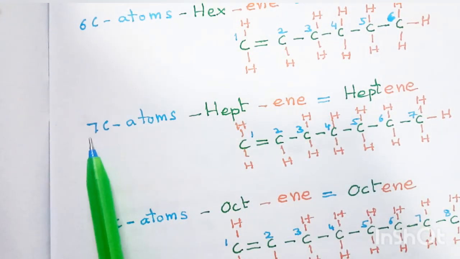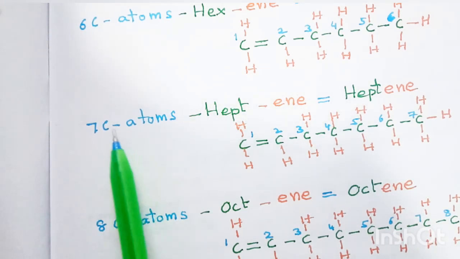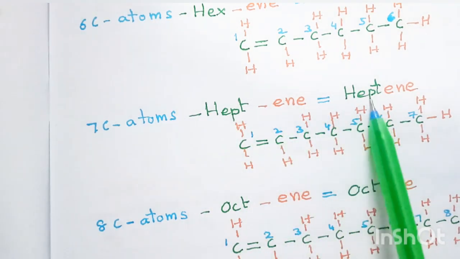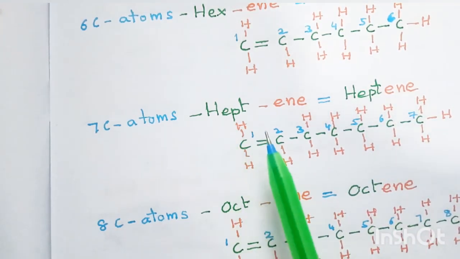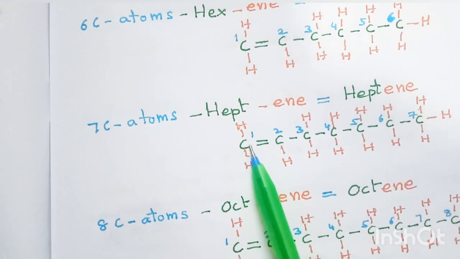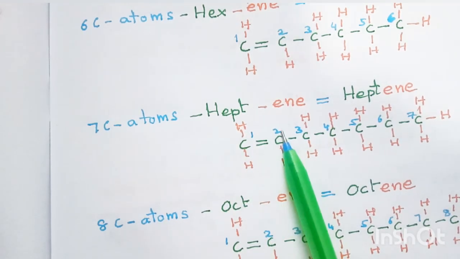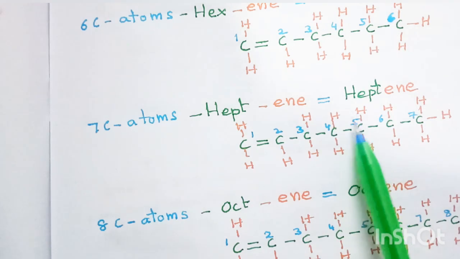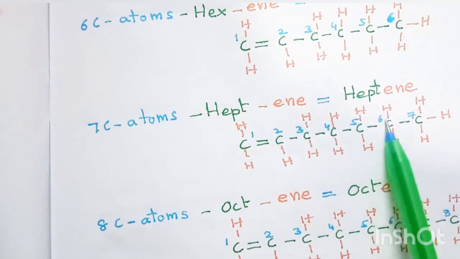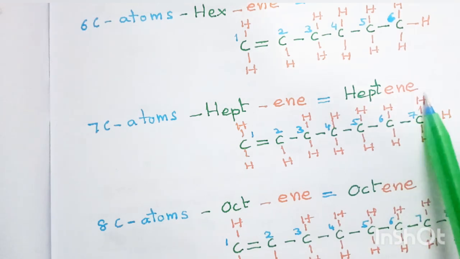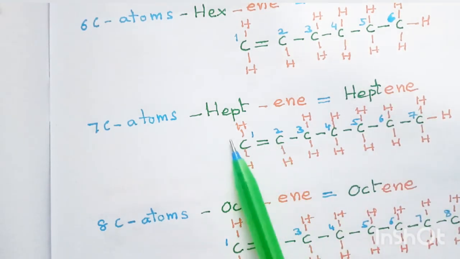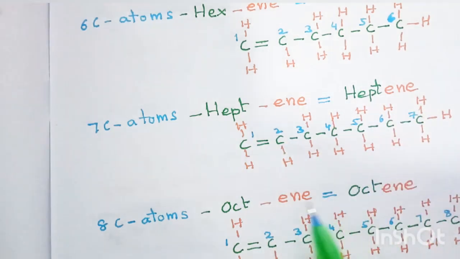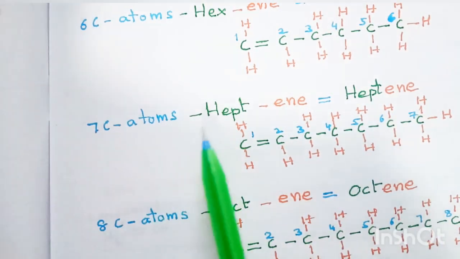Now the alkene having 7 carbon atoms is called heptene. Hept stands for 7, ene stands for double bond. So heptene is CH2 double bond CH, single bond CH2, single bond CH2, single bond CH2, single bond CH2, single bond CH3. So each carbon atom is stabilized because each carbon atom is having 4 bonds. We can see that clearly here. So this is heptene.